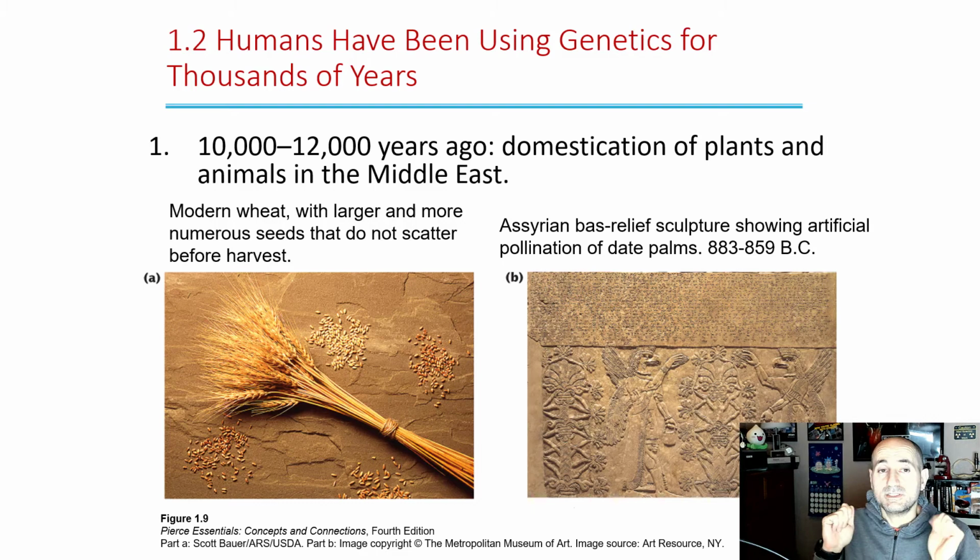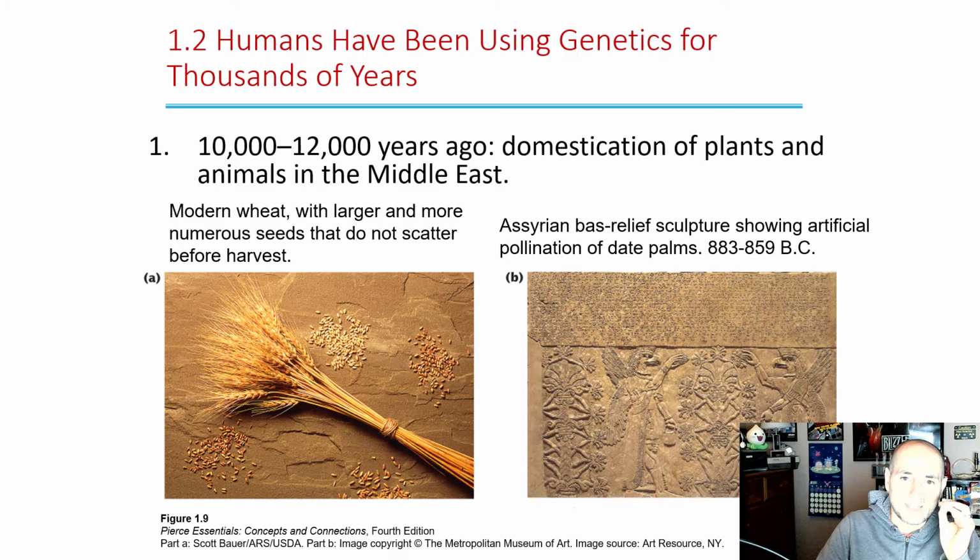Now, again, humans have been using genetics for thousands of years. It's no new concept to take organisms that have beneficial traits and then try to proliferate them more. If you have a type of wheat whose seeds don't scatter, well, let's plant more of that. The Assyrians, back in 800 BC, were picking and planting dates that had better taste and desirable traits.